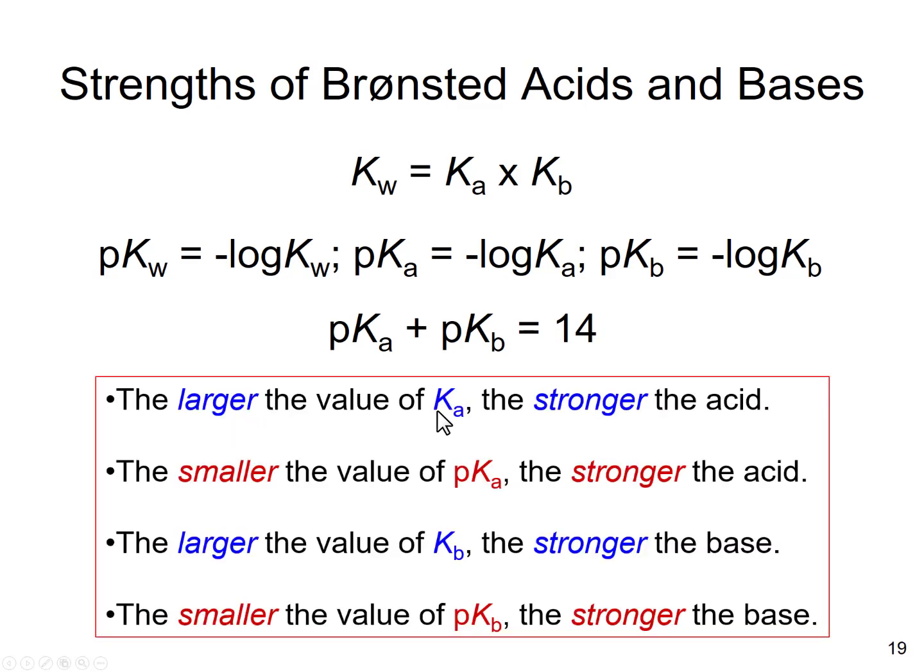So the larger the value of Ka, as mentioned, the stronger is the acid. The smaller the value of pKa, then the stronger the acid. Okay, so do not forget again that the p stands for a negative logarithm. So the larger the value for Kb, the stronger is the base. And again, the smaller the value of pKb, the stronger the base.